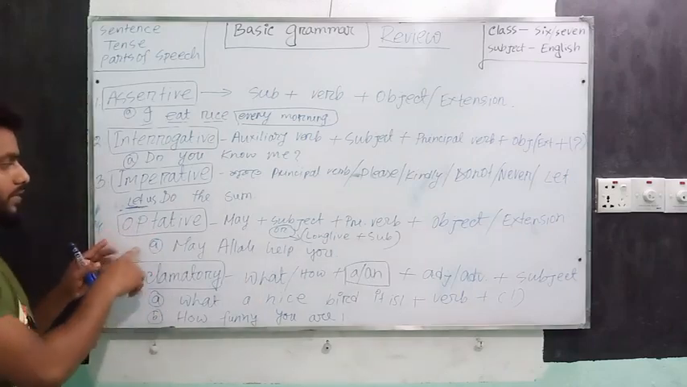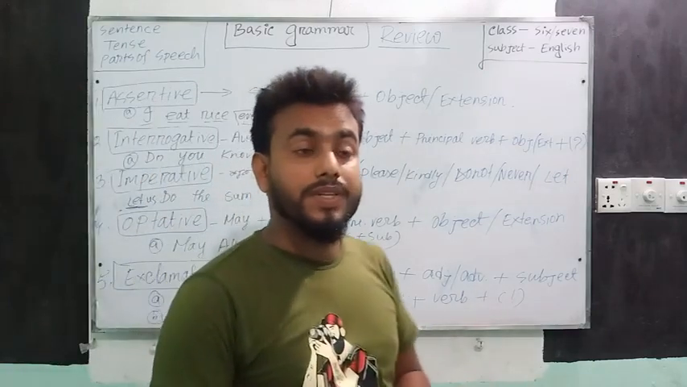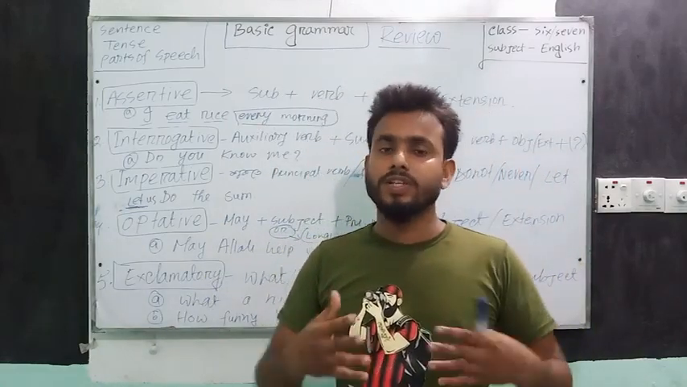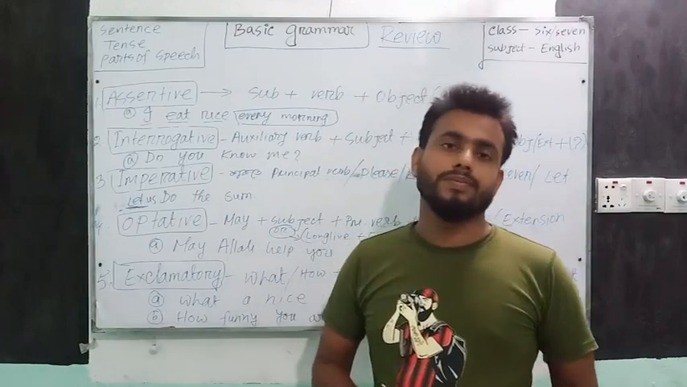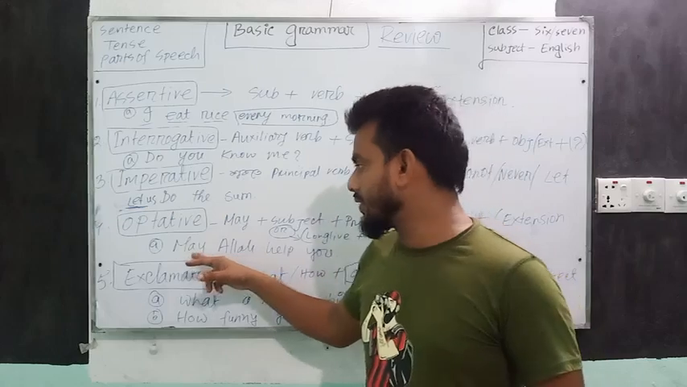The fourth one is an optative sentence. So first of all, what is an optative sentence? Whenever you find someone praying for you or wishing something, this is an optative sentence, right? So here I write down a structure.